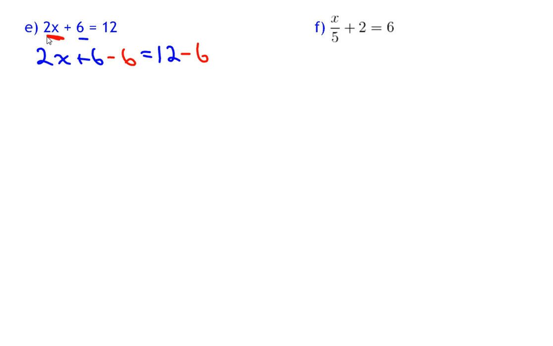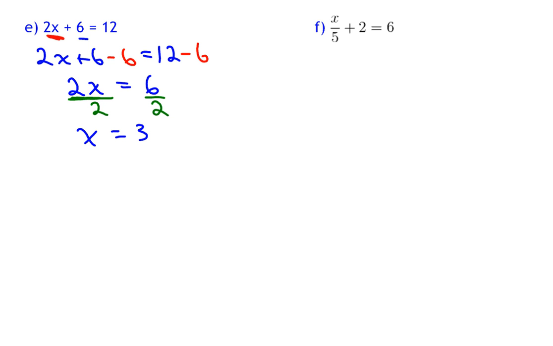6 minus 6 is nothing, leaving us with 2x on the left. 12 minus 6 is 6. And then from here, x is being multiplied by 2. Right here, 2 times x. Again, we don't see the multiplication symbol, but it's understood. To undo a multiplication by 2, we have to divide by 2. And if we divide by 2 on the left, we better do the same thing on the right. So we get an answer of x equals 3.